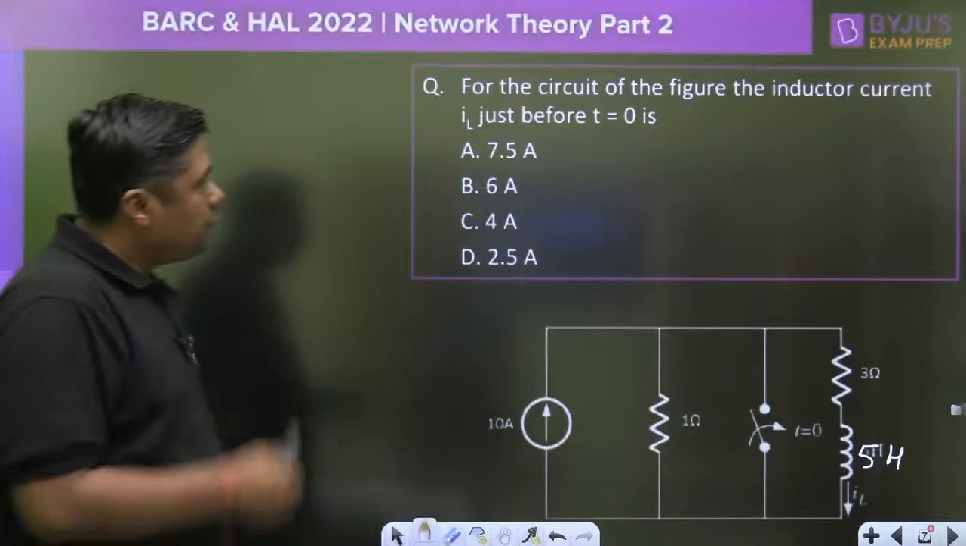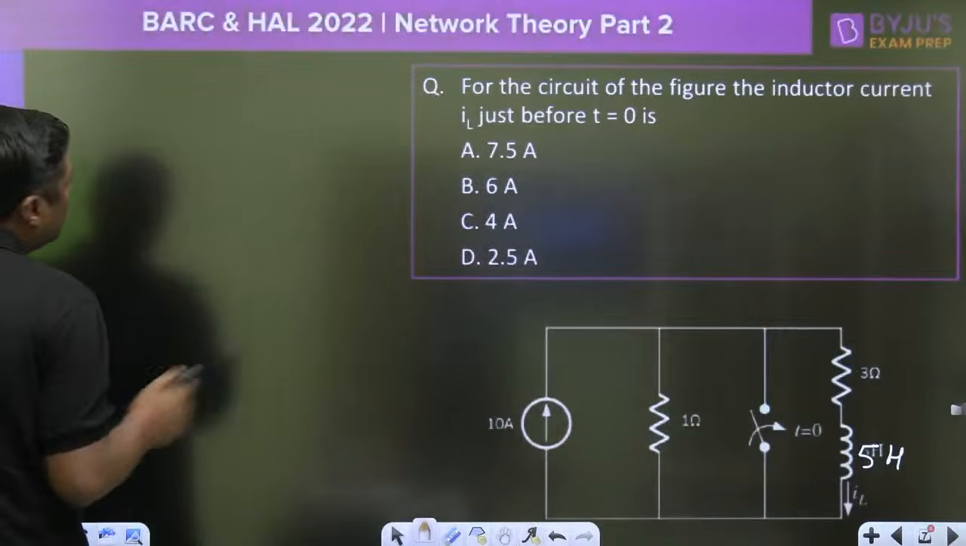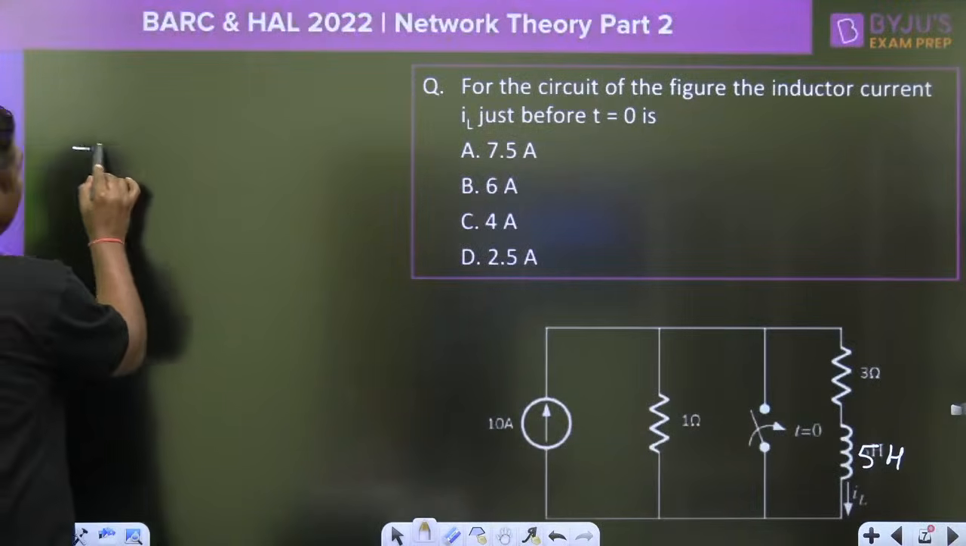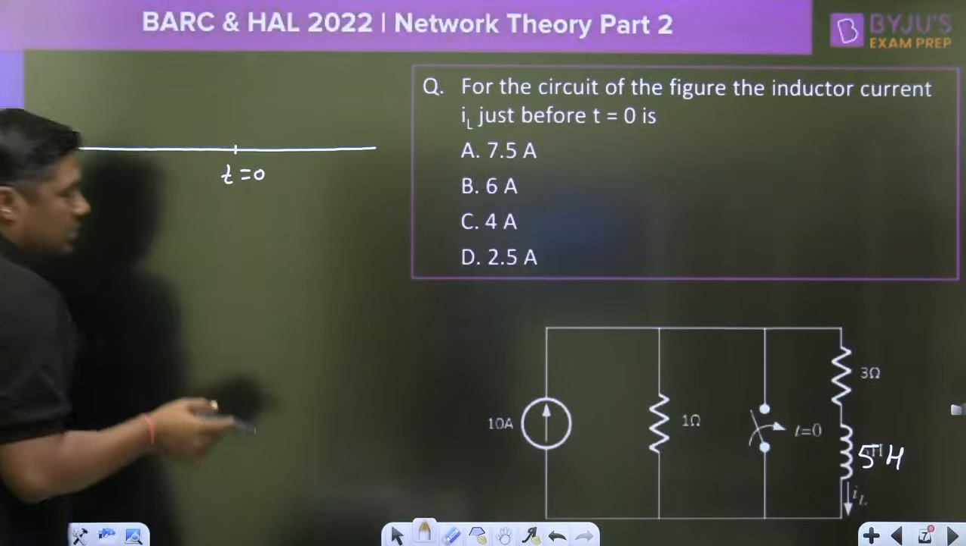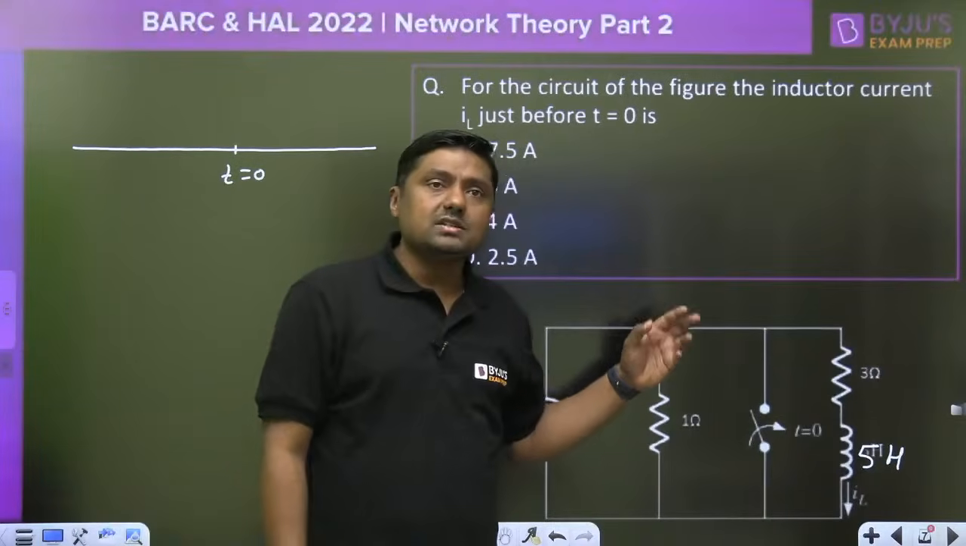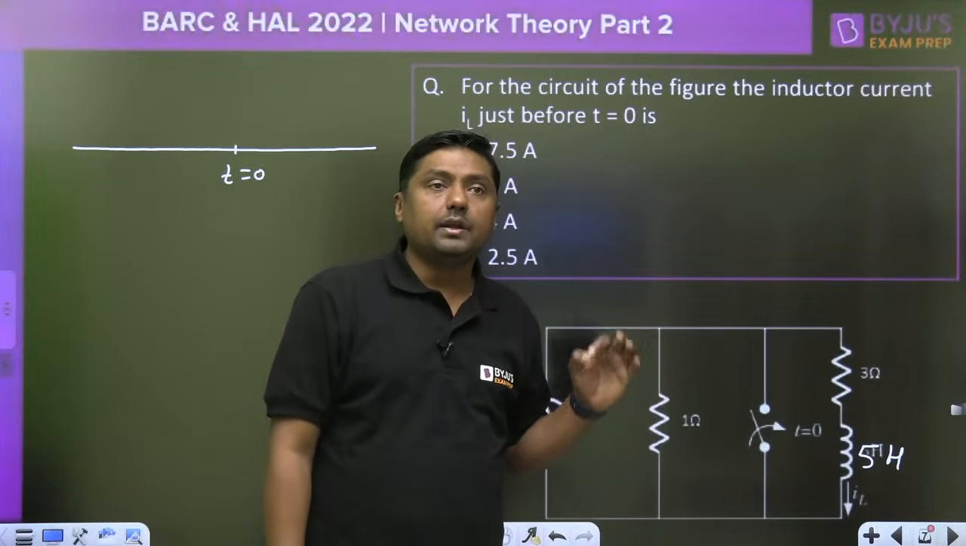New students, always remember, when we say t equal to 0 is the instant at which the switch is closed, normally we get a transient.